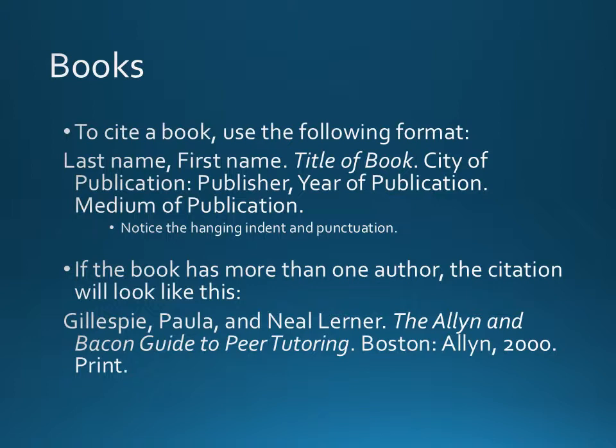And then it's kind of tricky because if the book has more than one author, you'll use the author that comes first in the article, their last name and then their first name. So you can see how it says Gillespie, Paula, and then you'll do the author's second name. And it's the same, it's just a continuing list. If you have more than two authors, you'll just put "and Neil Lerner," comma, and then the rest of the authors.